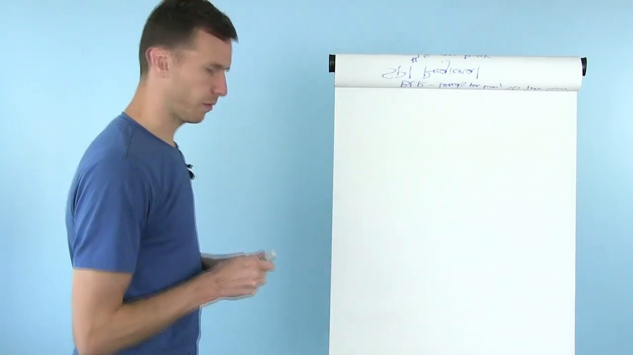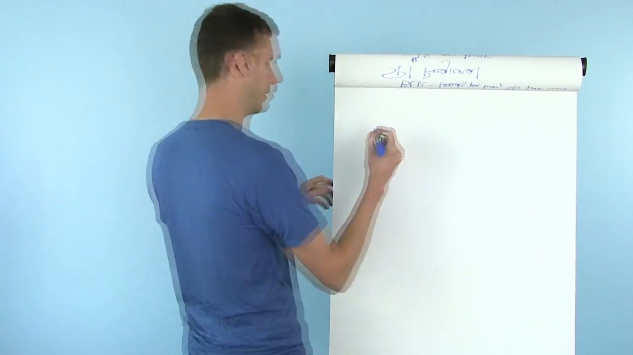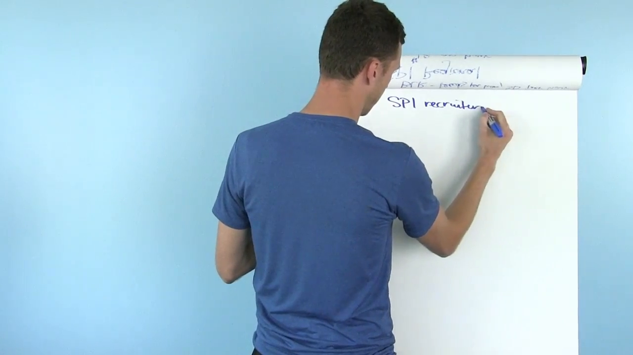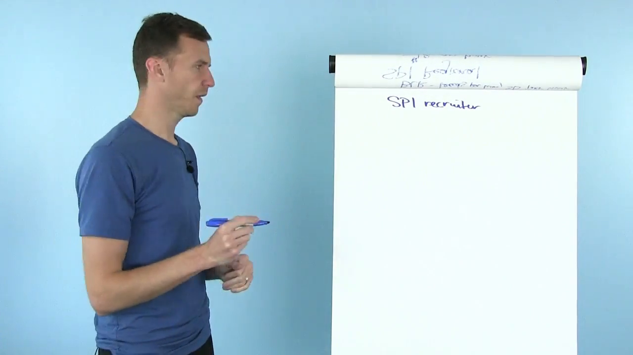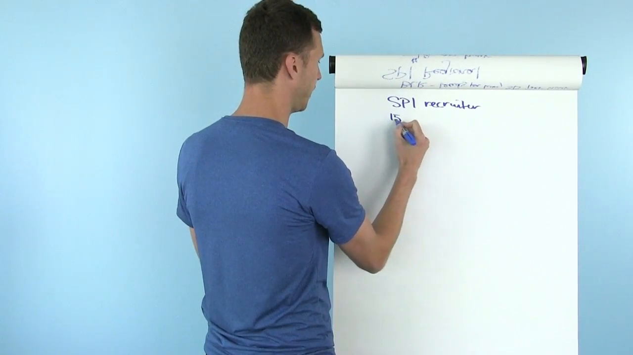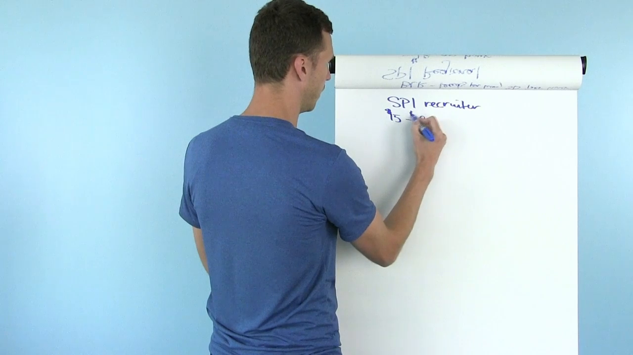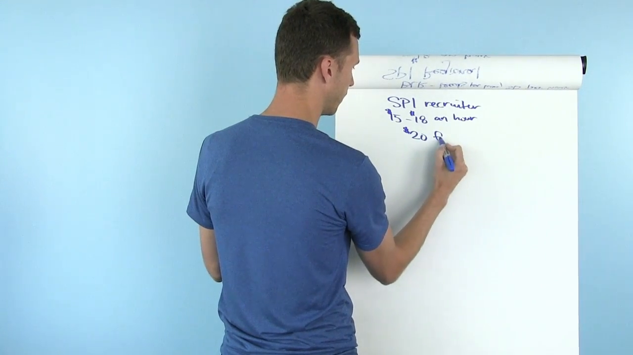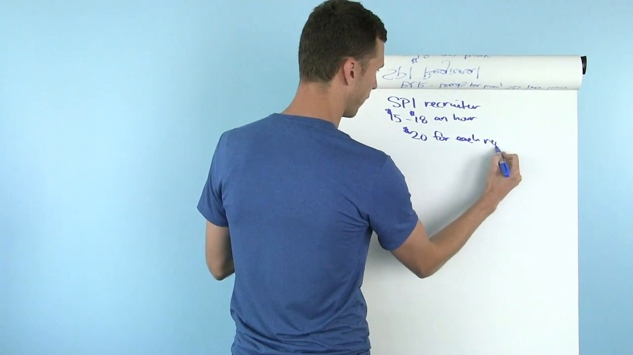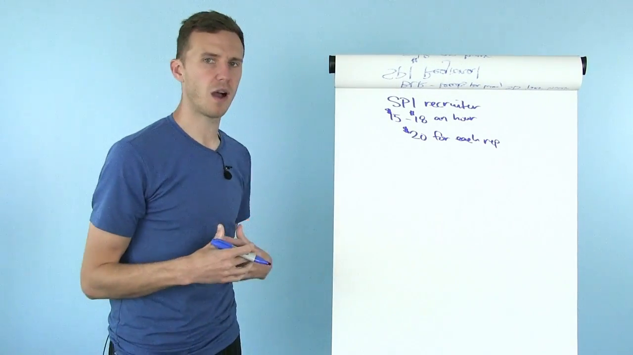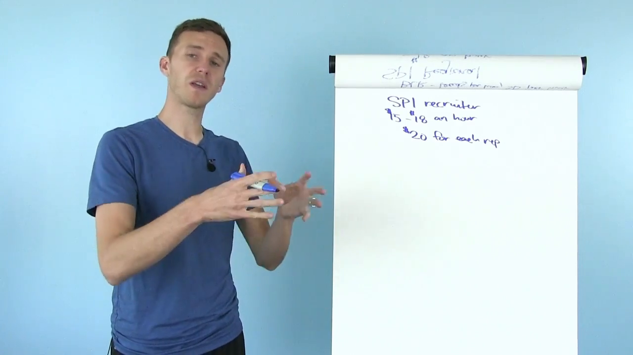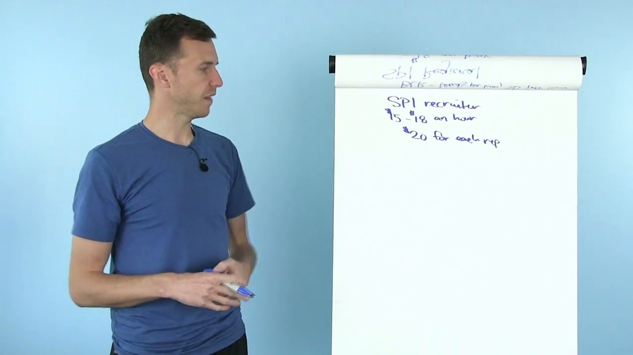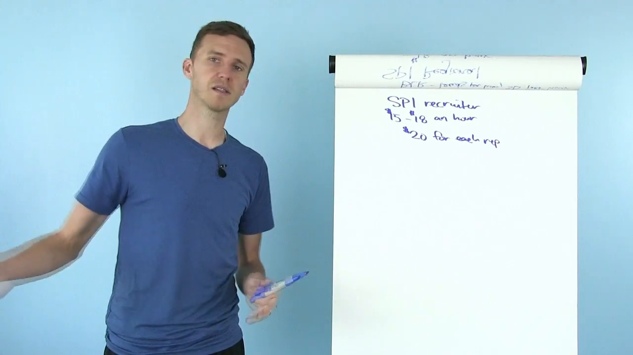Then we're going to move on to the SP1 Recruiters. How is the SP1 Recruiter paid? They are paid, I believe, $15 to $18 an hour. Plus they're paid $20 per month for each rep that they bring on and stays. So as many as they've recruited and have stayed, they are going to make $20 for each of those reps. So they can build a nice little residual for themselves.